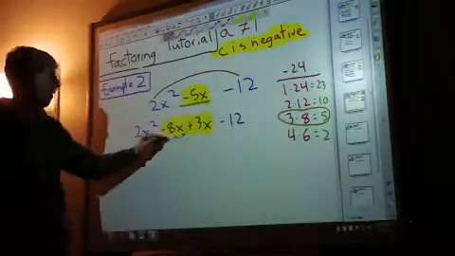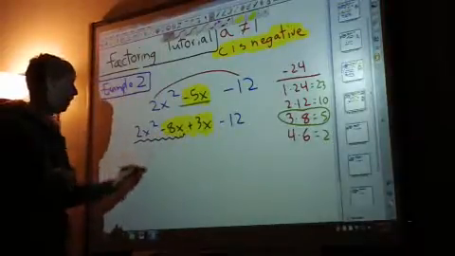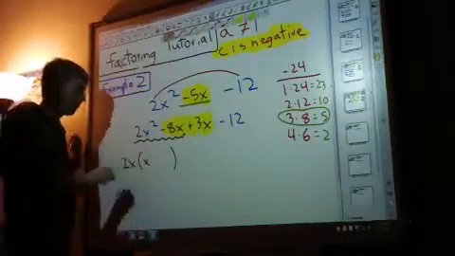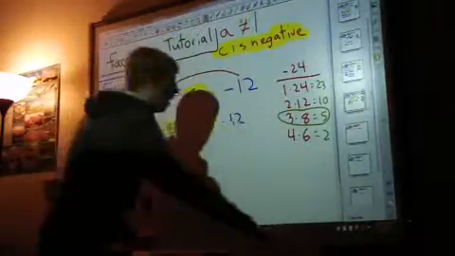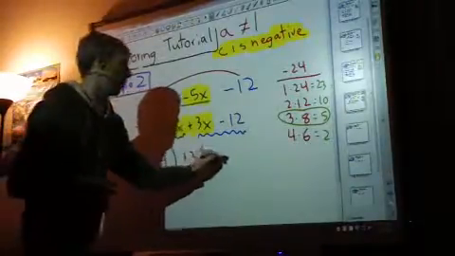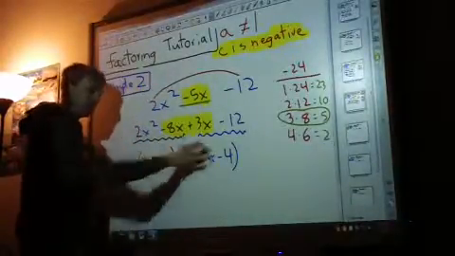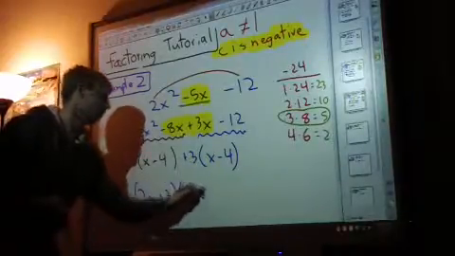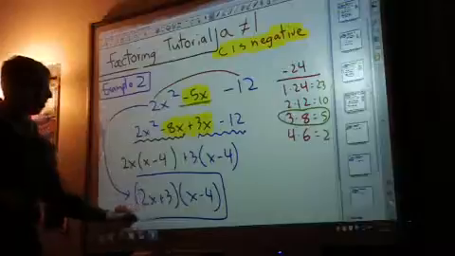Now, when I set this up, take a look at the first two guys and I'm going to see what I can pull out. I get a 2 and an x out of this one. 2x times what is 2x squared? It's an x. 2x times what is negative 8x? That's a minus 4. And here, when I pull out, I get a 3, x minus 4. You know you're on the right track when the x minus 4s are the exact same. And since they're the exact same, I can write it as 2x plus 3, x minus 4. This comes down and factors to that.